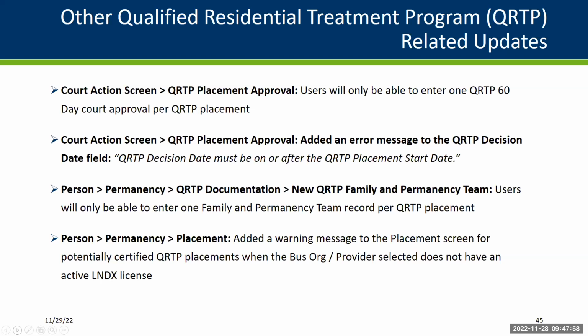On the next one, under the permanency folder, under the QRTP documentation folder, when they're adding that new QRTP family and permanency team, users will now only be able to enter one family and permanency team record per QRTP placement. And that's the way it was intended. It just, the system allowed additional ones to be entered. And again, that causes problems when we're trying to have that calculation do the auto calculations. So this just prevents people from making duplicates.